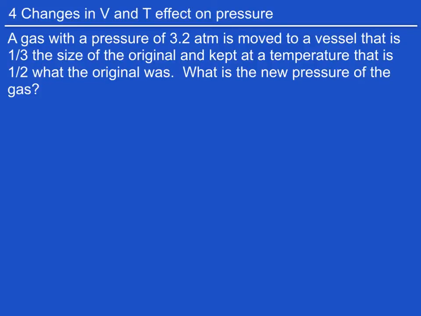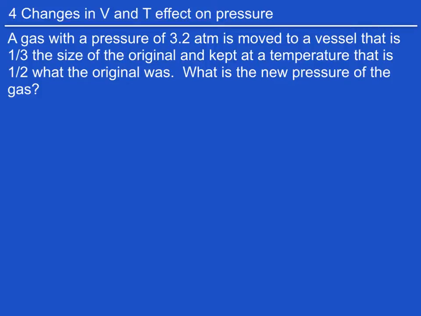Alright, so in this problem we're going to take a look at how a change in volume and temperature have an effect on pressure. We've done this problem numerous times with numbers, but in this case we're going to do it just relatively, in terms of changes to the size and the relative change in the temperature. A gas with a pressure of 3.2 atmospheres is moved to a vessel that's 1/3 the size of the original, kept at a temperature that's 1/2 what the original was. What's the new pressure of the gas?